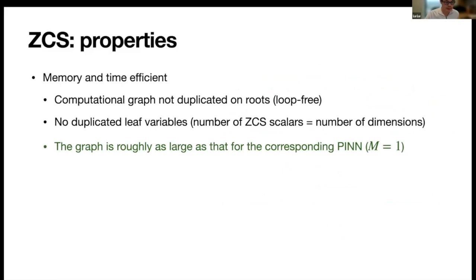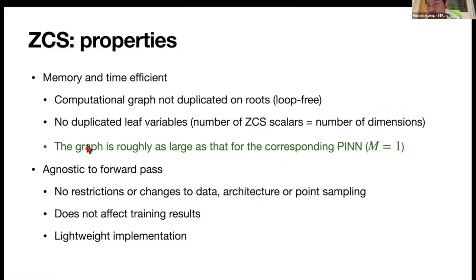Okay. So the key thing, as I will show in the example, is that the computational graph in this case for a neural operator or for DeepONet can remain as small as the graph for the corresponding PINN, meaning where M equals 1, because it does not duplicate the computational graph on the root side or on the leaf side. And it is agnostic to the forward pass, meaning that it is at a lower level than the neural network, so it does not change anything happening there, like the data, architecture, or point sampling, and does not affect the training results.